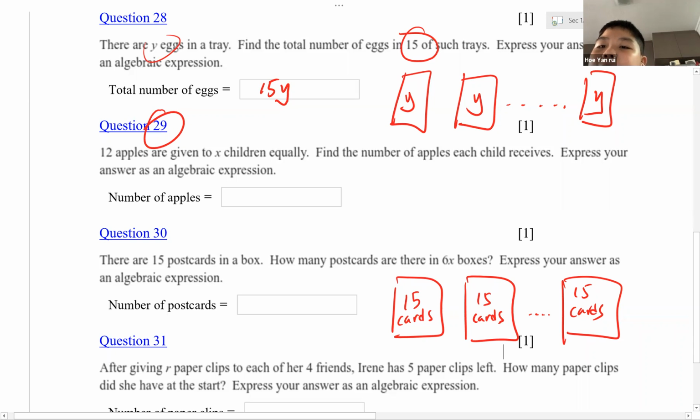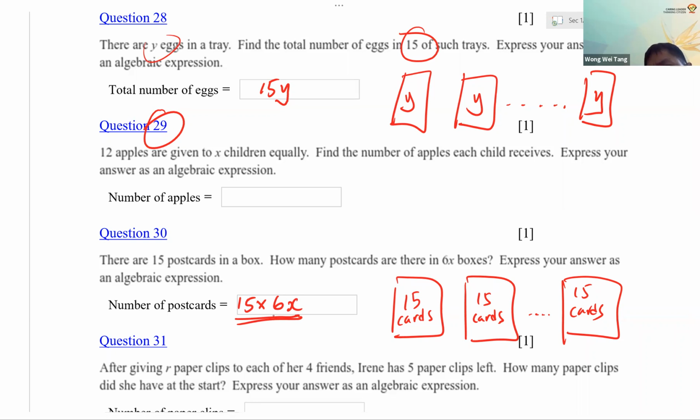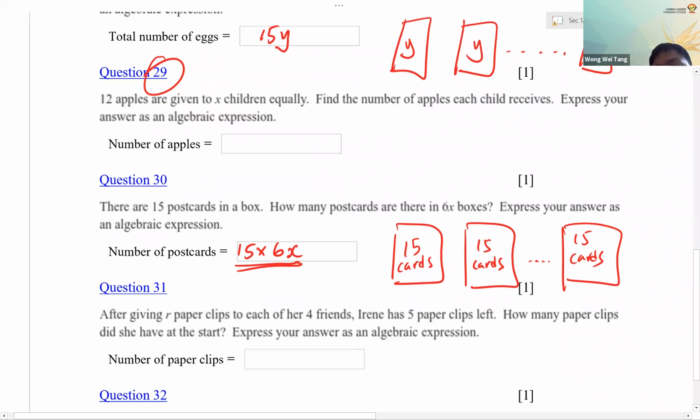Yes. Okay, so I'm going to write down what you said. 15 times 6x. Now you look at this carefully. 15 times 6x. So can we simplify this? Yes. Okay, what can we simplify? Are there some numbers that we can multiply together? What are the numbers that we can multiply together? 15 times 6x.